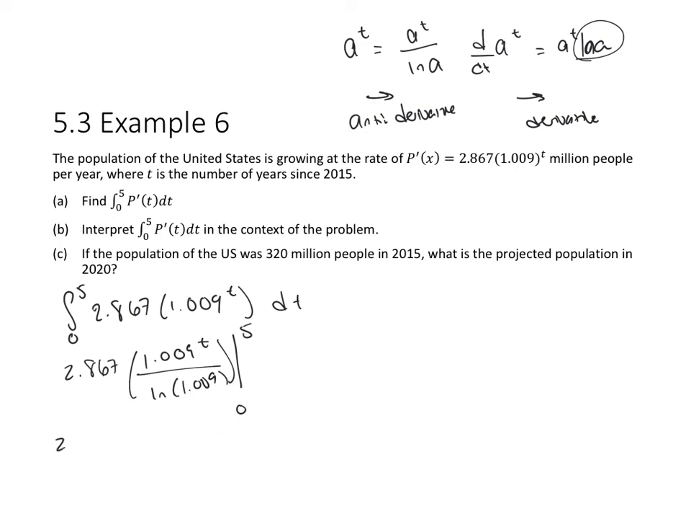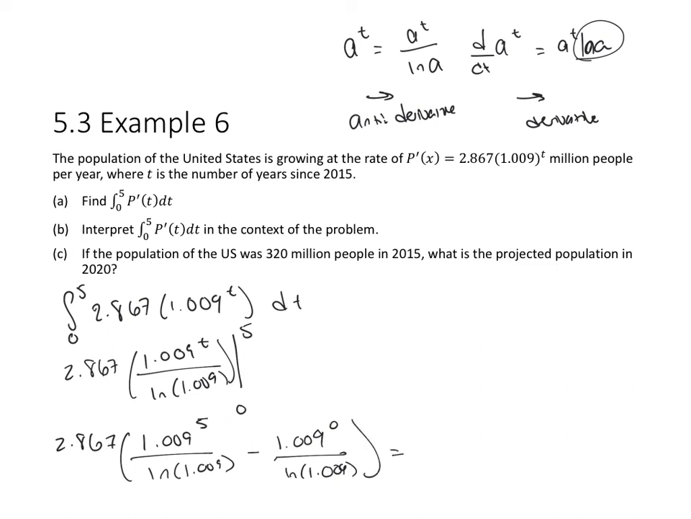Let's plug those in. We have 2.867 times 1.009 to the 5th, all over ln 1.009, minus 1.009 to the 0, all over ln 1.009. Now I can just plug that into my calculator exactly as I see it without doing any other work, and I'm going to get 14.661.